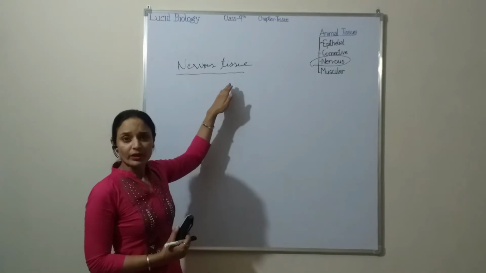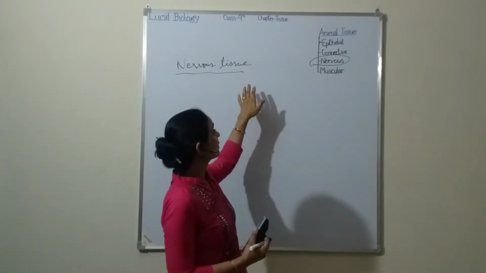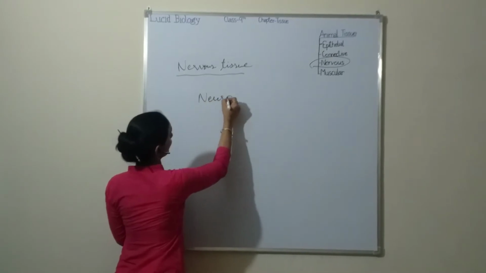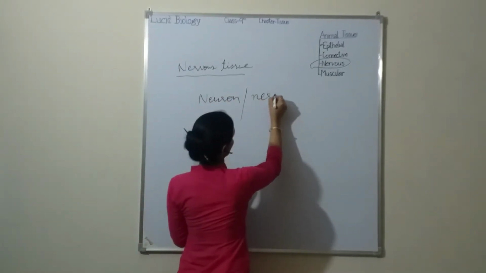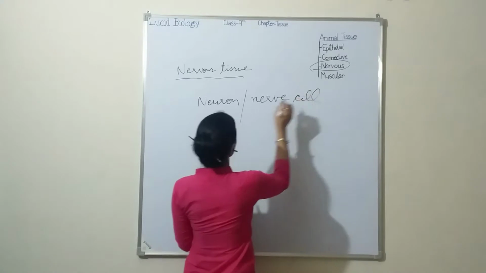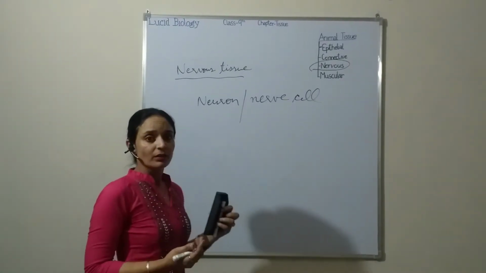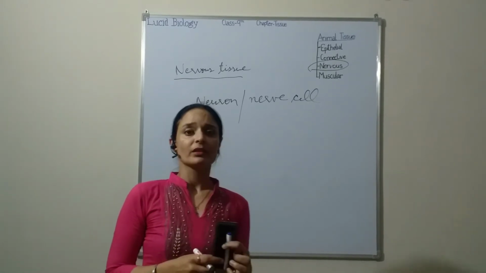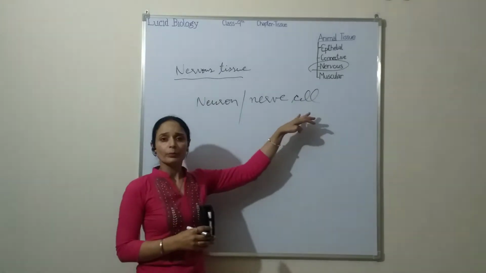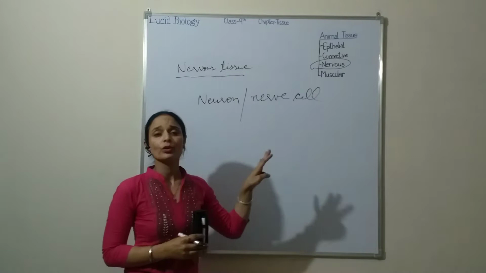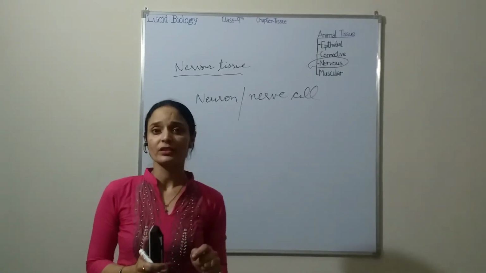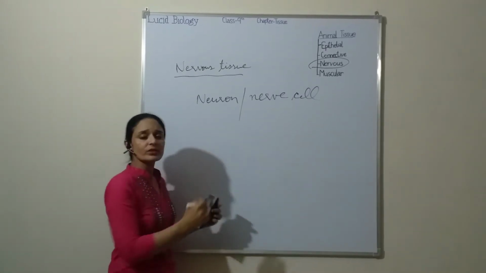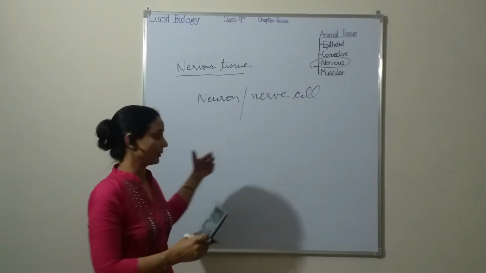And the basic unit, the main part of this nervous tissue is the neuron, also called nerve cell. From one neuron to another neuron, the impulse is passed, and similarly it reaches different body parts. So the basic function of nervous system or nervous tissue is to transmit messages. Fine. Now we are going to study the detailed structure of a neuron.